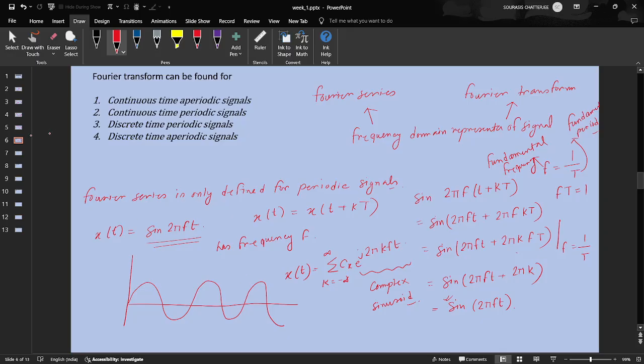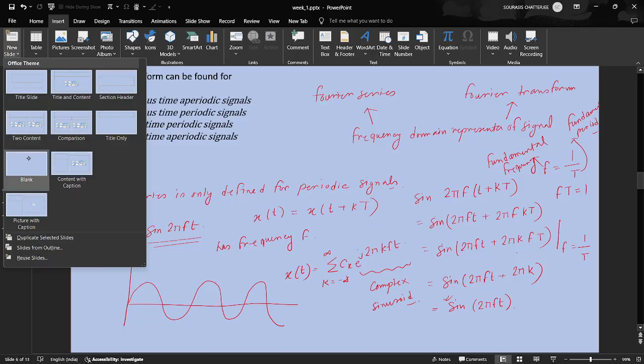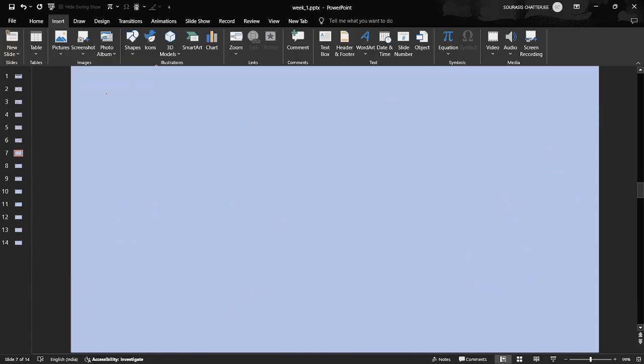So let me go to the next page here. x(t) is equal to the sum over k from minus infinity to infinity of c_k e to the power j 2 pi k f t. So this is what is the Fourier series representation.